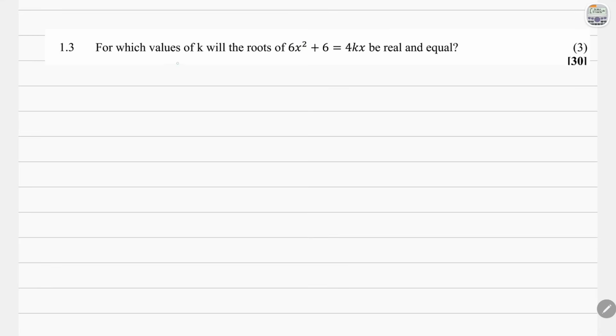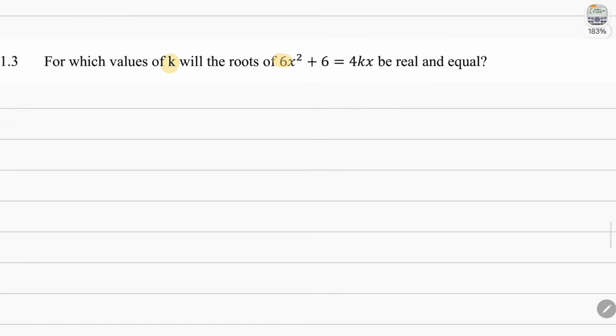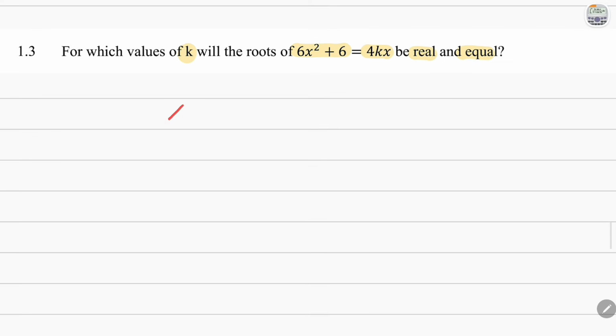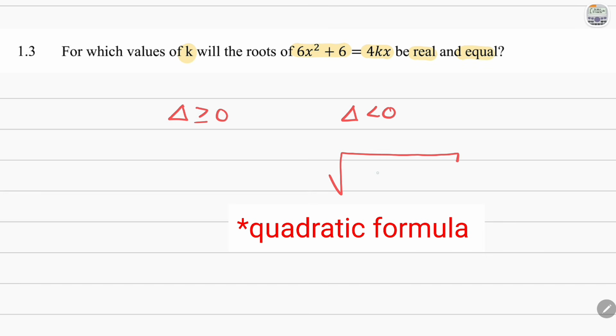Question 1.3 says, for which values of k will the roots of 6x squared plus 6 equals 4kx be real and equal? Okay, so here's the criteria for real and equal roots. For the roots to be real, the discriminant simply just needs to be greater than or equal to 0. If it's equal to 0, you have real roots. If it's greater than 0, you have real roots. You just will not have real roots if your discriminant is less than 0, because that discriminant is the part in the quadratic equation that we square root.